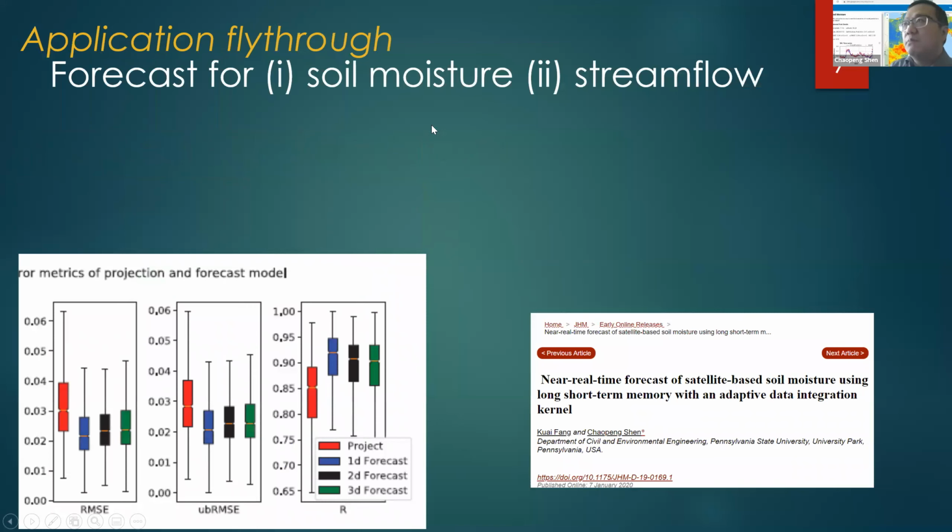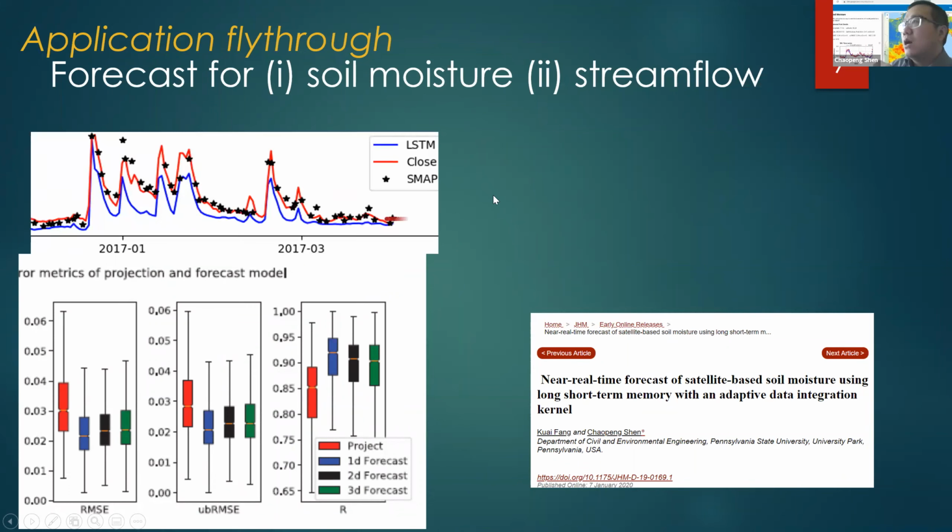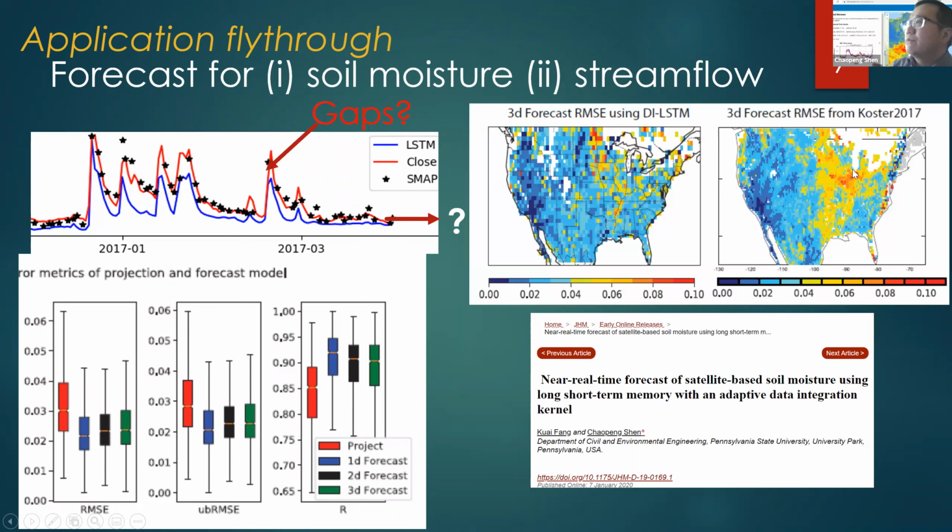We apply the same approach to soil moisture, where for the 3-day forecast, this is the error that's produced by a method in the literature, and this is the error from us. And in this area, our error is almost 30 to 40% lower.